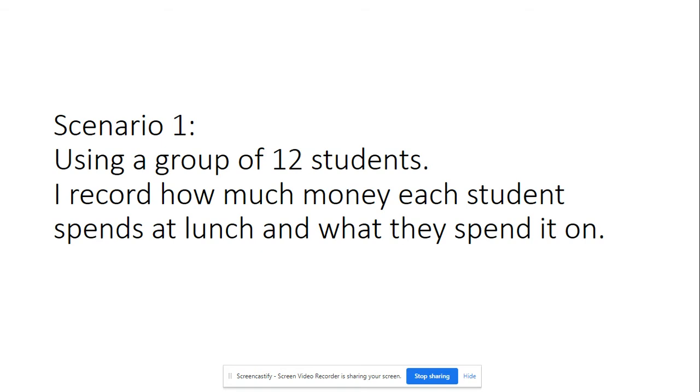All right, so scenario 1, we've got a group of 12 students. We want to record how much money each student's going to spend at lunch and what they spend it on. So that's scenario 1. Y'all don't write anything until I tell you.